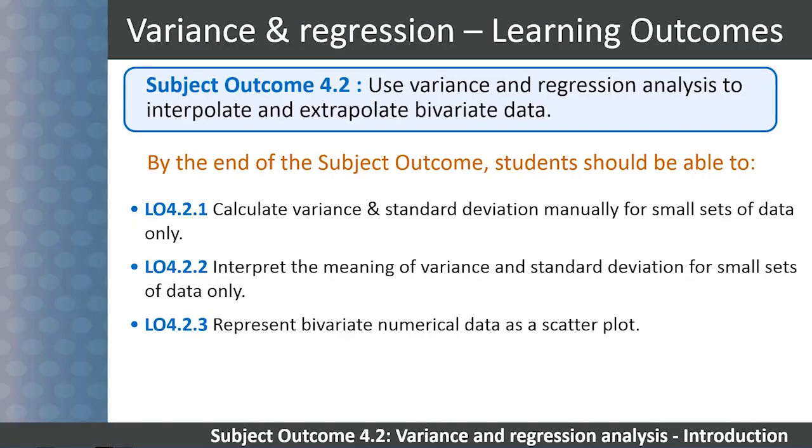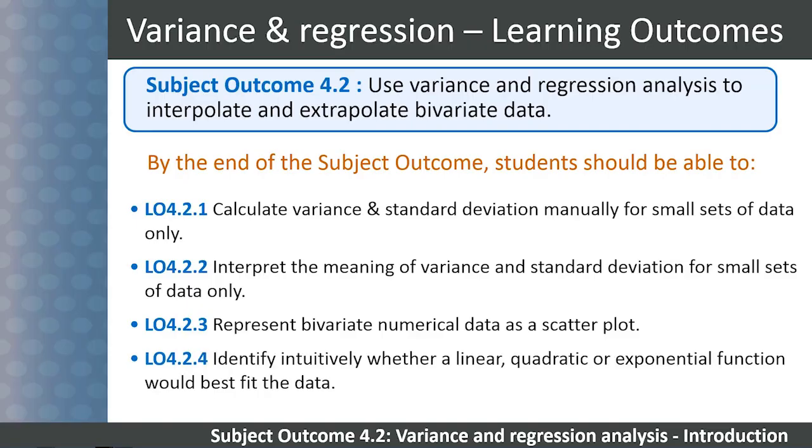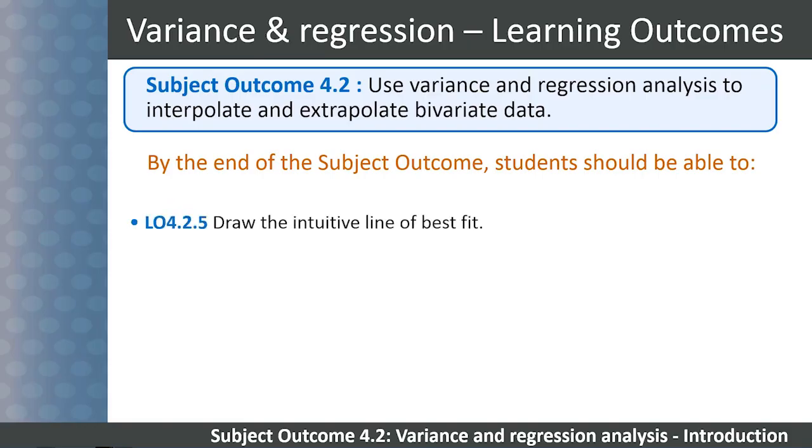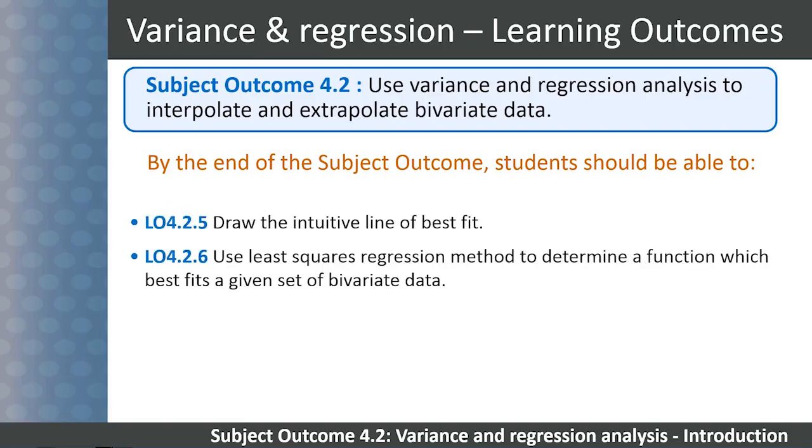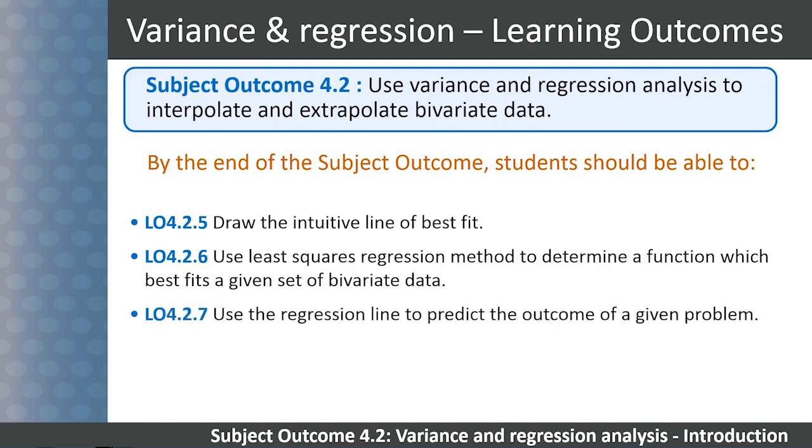Represent bivariate numerical data as a scatter plot. Identify intuitively whether a linear, quadratic, or exponential function would best fit the data. Draw the intuitive line of best fit. Use least squares regression method to determine a function which best fits a given set of bivariate data. Use the regression line to predict the outcome of a given problem. Lecturers often cover the basics of variance and standard deviation at Level 3 and revise and build upon it in Level 4. Regression analysis of bivariate data is new to Level 4. Students can gain some easy marks here as it simply involves following a procedure.